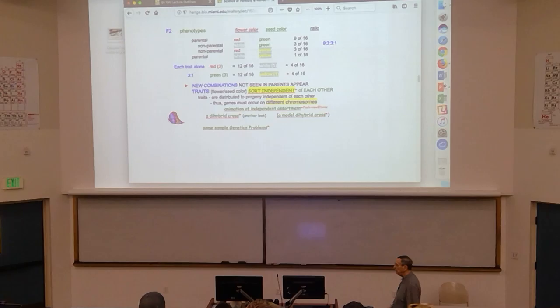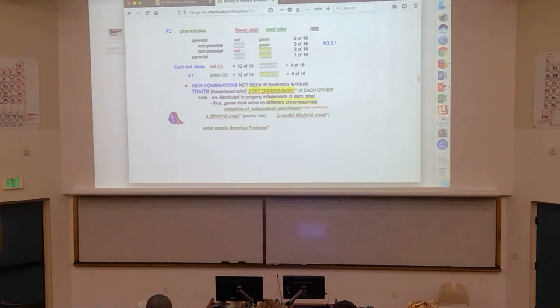Okay. 9 out of the 16 will be red and green, like one of the parents. 1 out of 16 will be white and yellow, like the other parent. Okay? But you also see that there are now two combinations of the progeny that don't look like either parent. There are some that are white and green and red and yellow. And they occur in specific ratios of 3 out of 16, 3 out of 16.